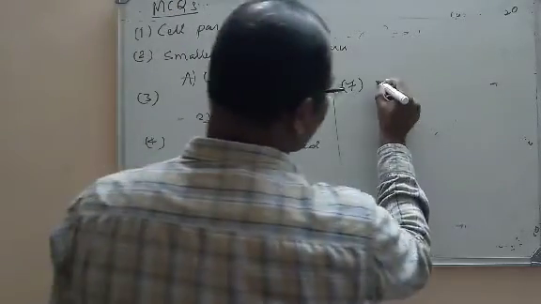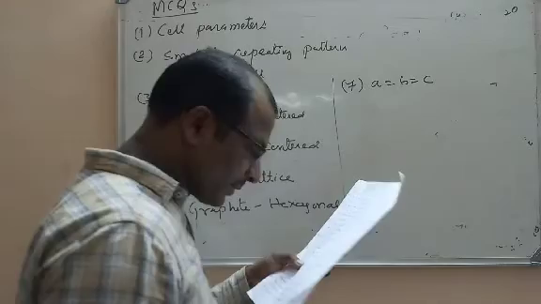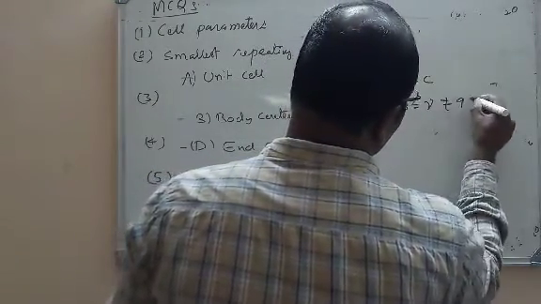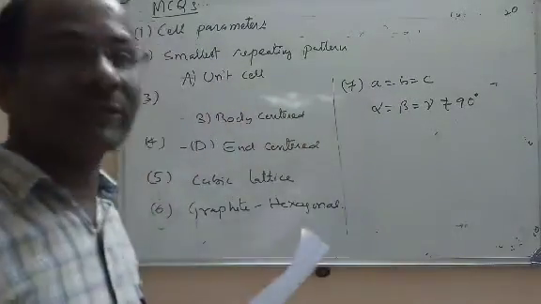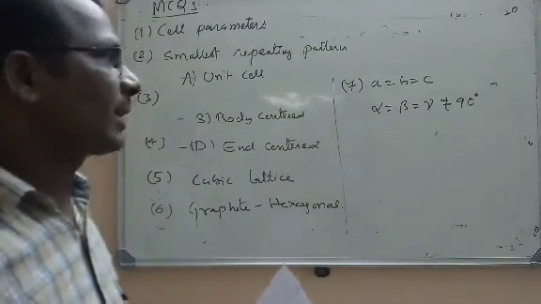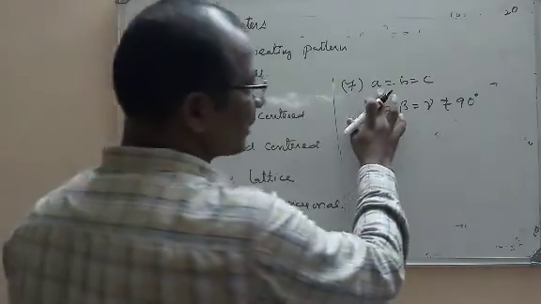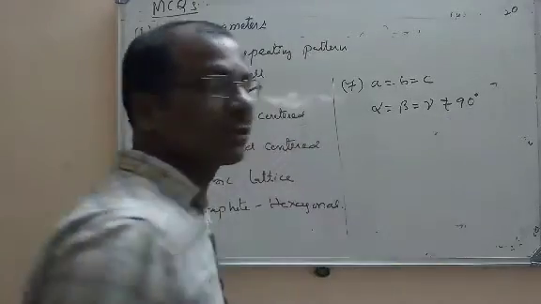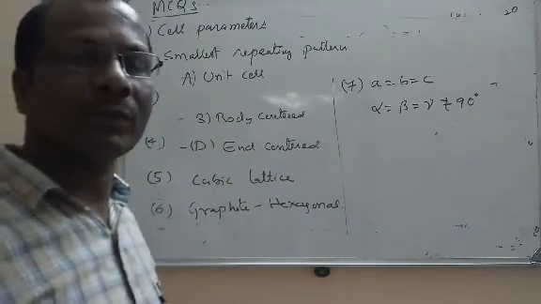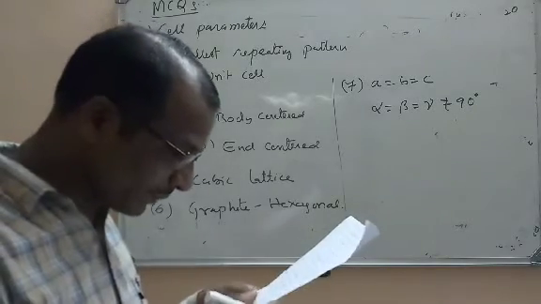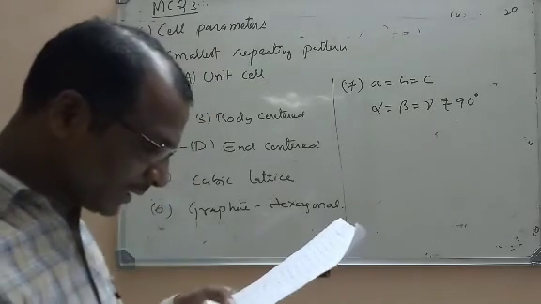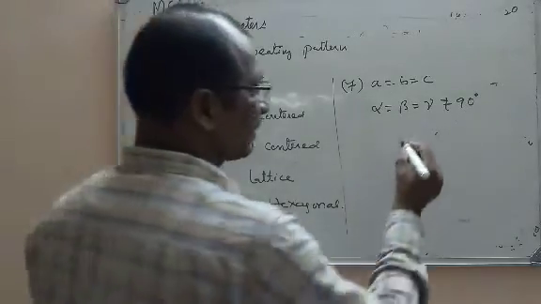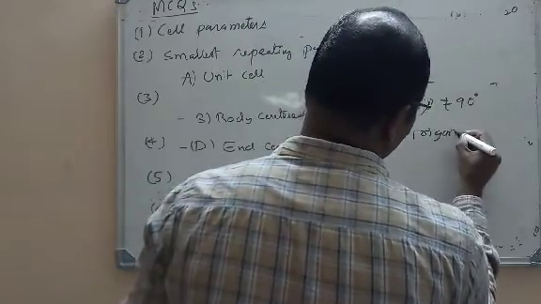If a is equal to b is equal to c, and alpha is equal to beta is equal to gamma, not equal to 90 degrees, then which system is it? It is rhombohedral or trigonal system. I told you that a equals b equals c, and alpha, beta, gamma are the same but not equal to 90, then it is trigonal system or rhombohedral system. So let us see the options: cubical, trigonal, triclinic, orthorhombic. So the second option is the right option, that is trigonal system.